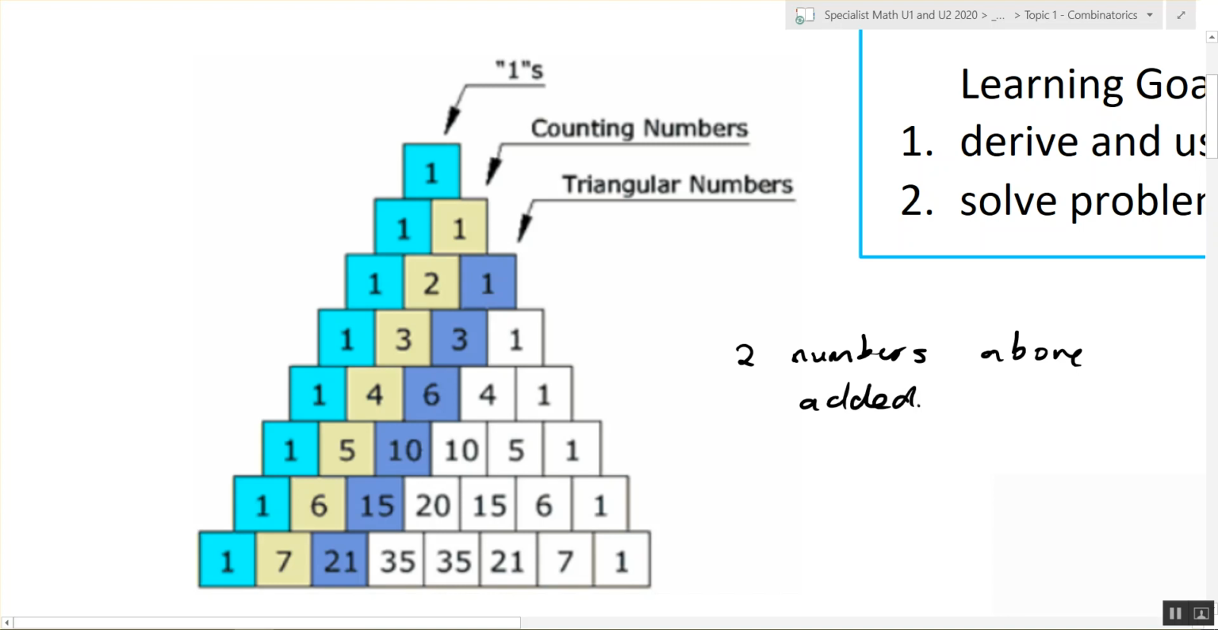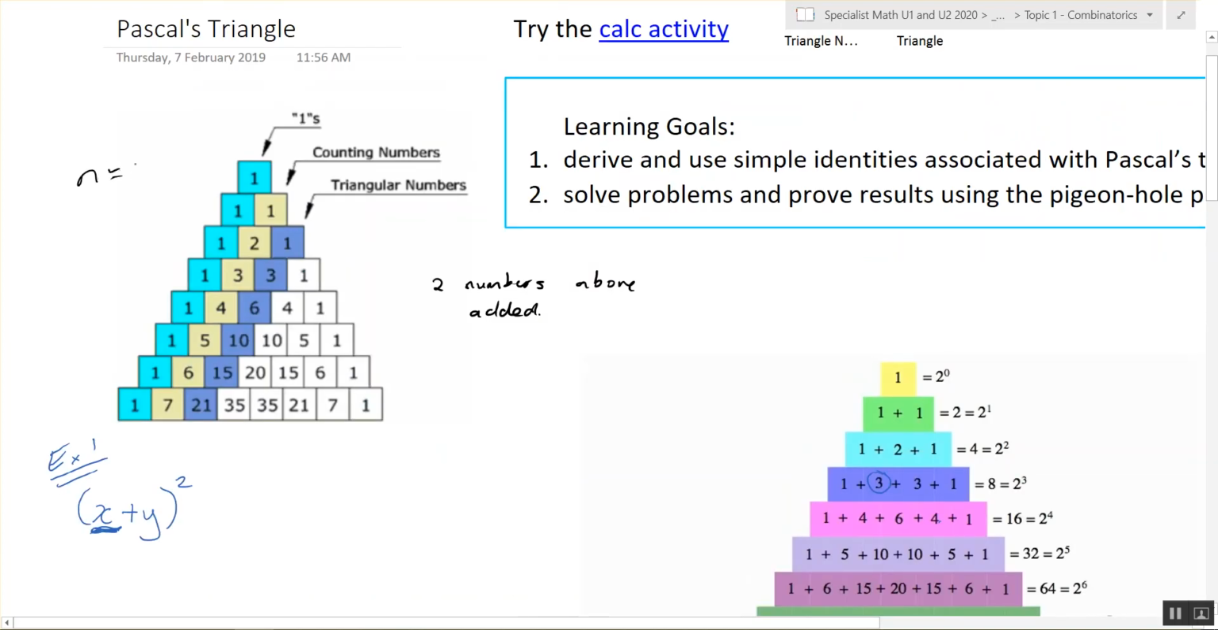Some of you were taught it. This is row n equals 0. This is row n equals 1. This is row n equals 2.